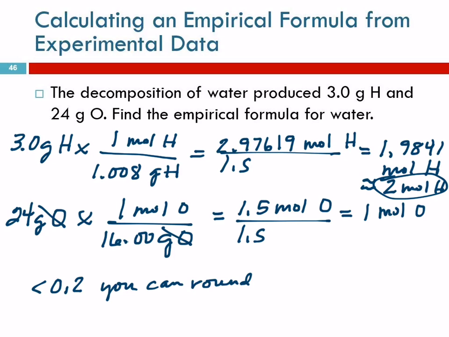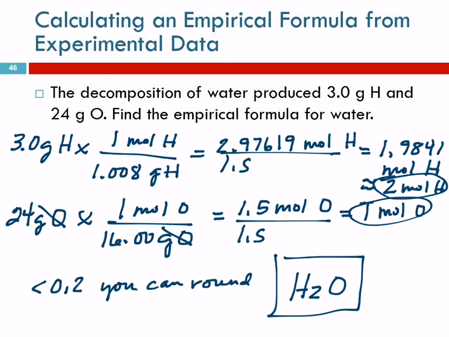So here I have my ratios. These are whole numbers, 2 and 1. And so the 2 is the subscript for the hydrogen, and the 1 is the subscript for the oxygen. This is our empirical formula for water. Any questions?